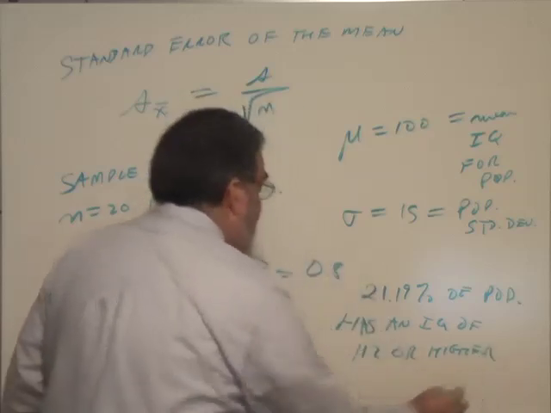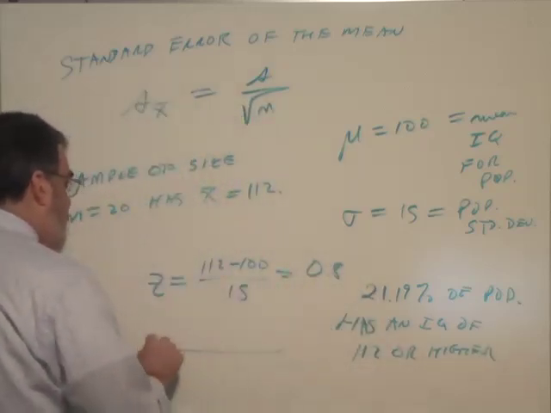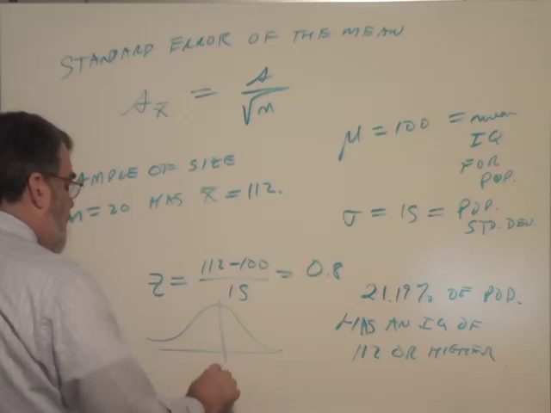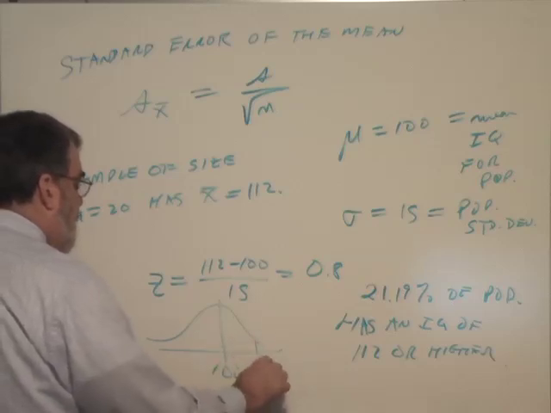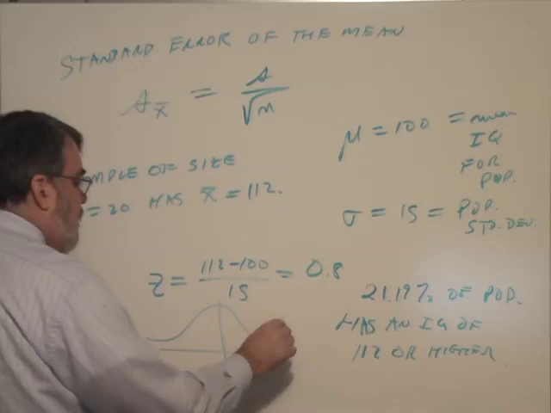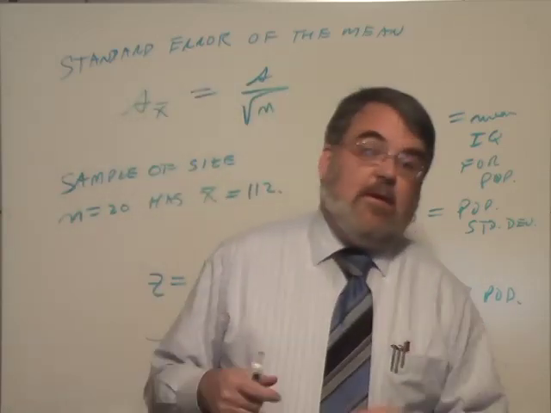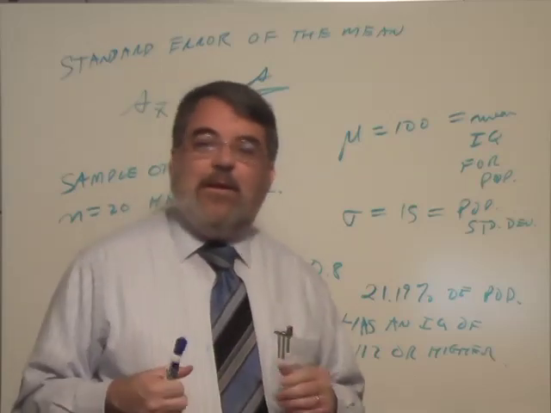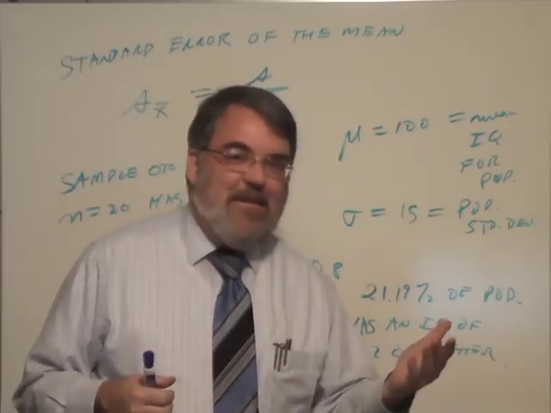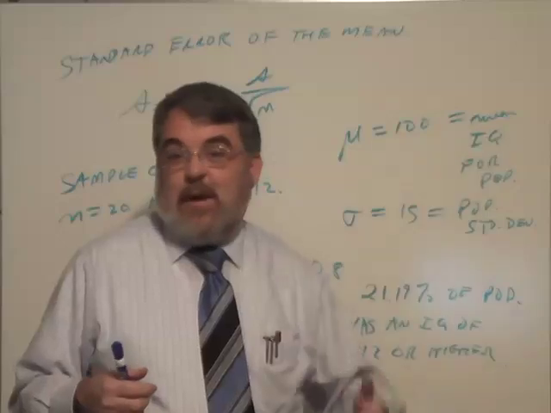Okay, remember that represented a tail probability. And so here's an IQ of 100, here's 112. So 21% have an IQ of 112 or higher. That's a tail probability. It's not very unusual, is it? You know, 1 person out of 5 has an IQ of 112 or higher.